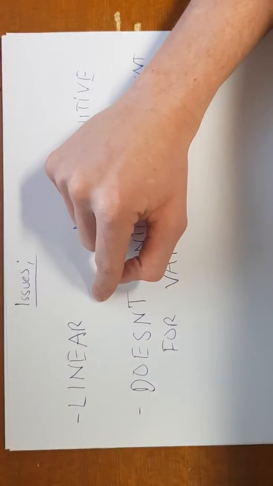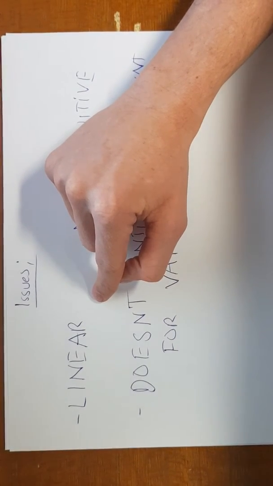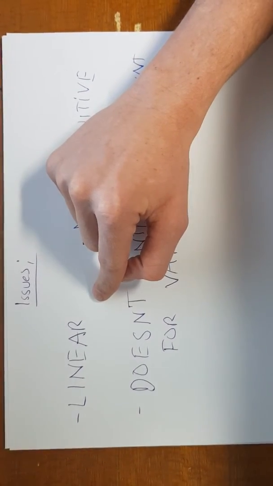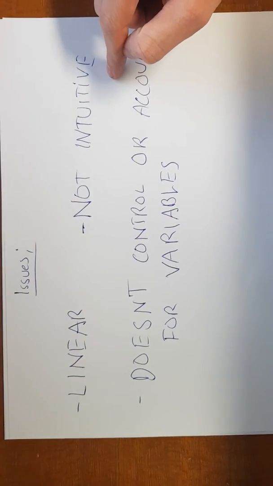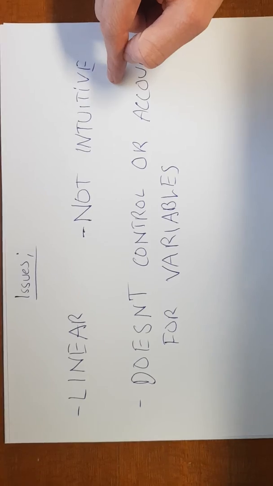Firstly, it is incredibly linear. This method implies that once we have a conclusion to our hypothesis, the science is done once and for all, fixed for all. Secondly, the method isn't intuitive. How do we construct a hypothesis if we have no idea of what should happen?